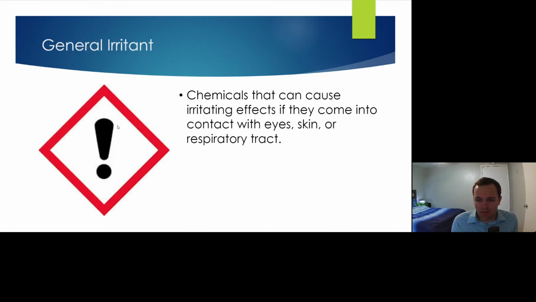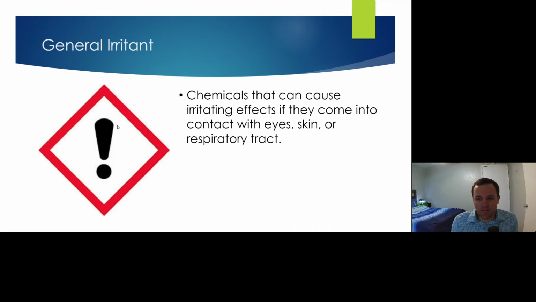And then this is kind of the catch-all. This is the general irritant symbol. So this just means something that, if it comes in contact with your eyes or your skin, it can cause irritation. It can be itchy, can cause a rash, can make your eyes sting, can make you cough if you breathe it in, stuff like that.